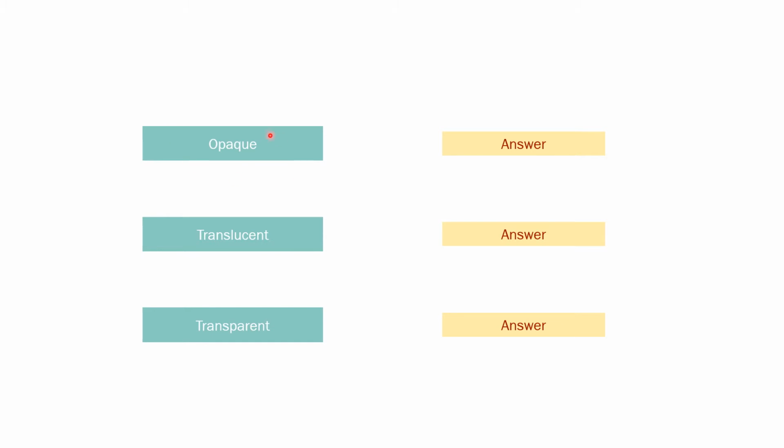What do you mean by opaque? An opaque object means that light will not pass through it. Can you give some examples of opaque objects? Wood. Wood is a best example of an opaque object.